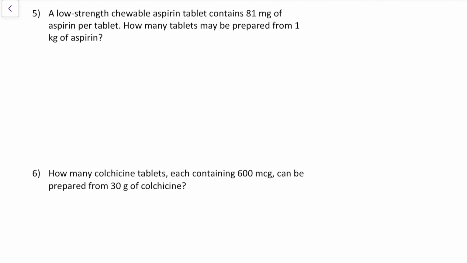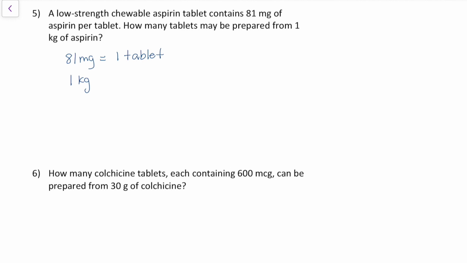A low-strength chewable aspirin tablet contains 81 milligrams of aspirin per tablet. How many tablets may be prepared from 1 kilogram of aspirin? Okay, let's read that again. We have a chewable aspirin tablet that contains 81 milligrams in 1 tablet, and we have 1 kilogram of aspirin, and I want to know how many tablets can fit inside of that.